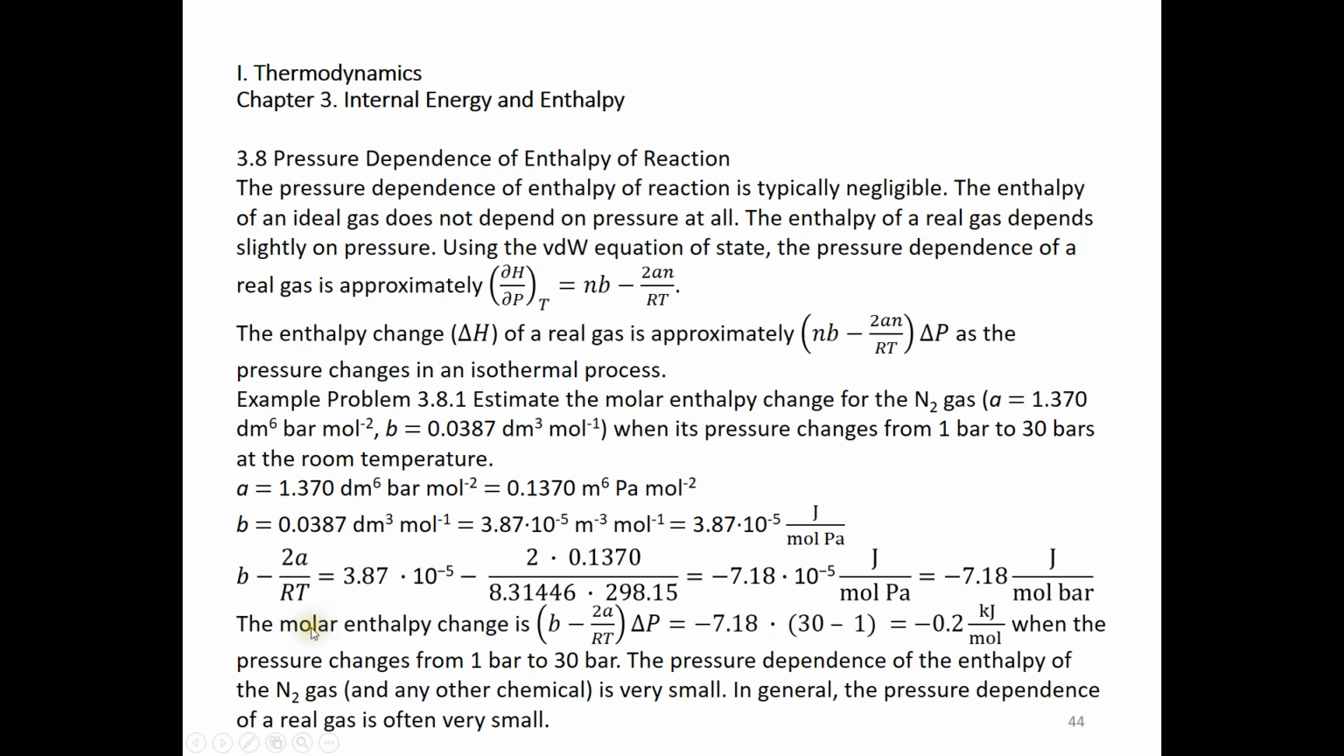Therefore, the molar enthalpy change is B minus 2A over RT times the pressure change, delta P. Delta P is roughly 30 bars. After we do these calculations, we get negative 0.2 kilojoule per mole. This significant pressure change results in only a very small enthalpy change for the real gas. That means if a chemical reaction involves real gases, the pressure dependence from the enthalpy change of those real gases can be very, very small.